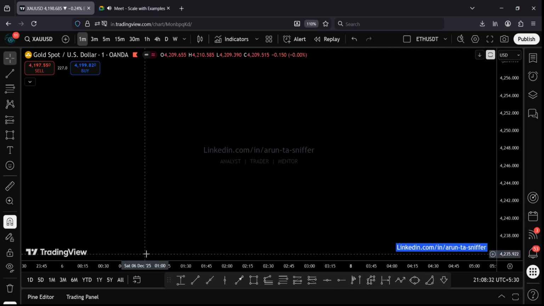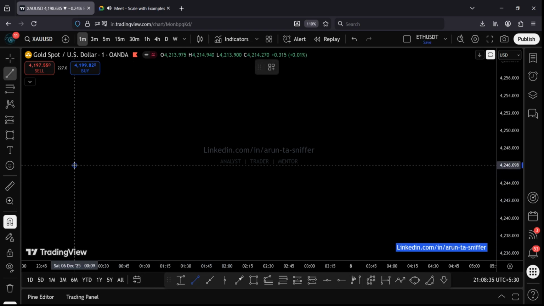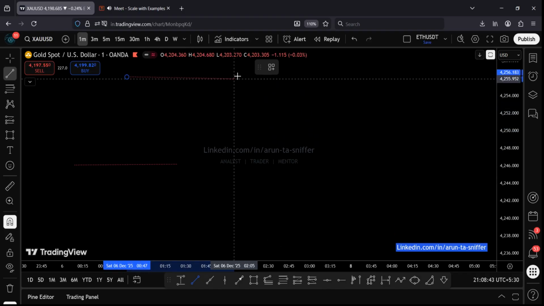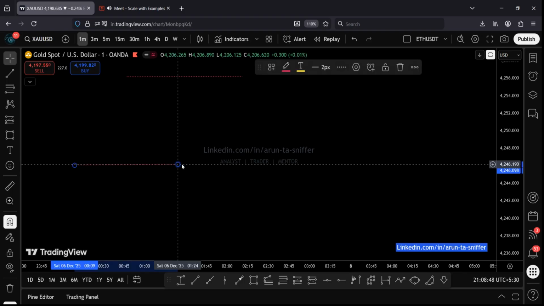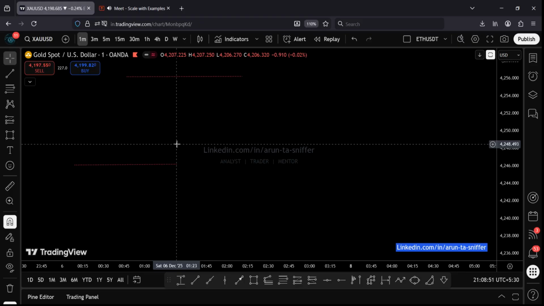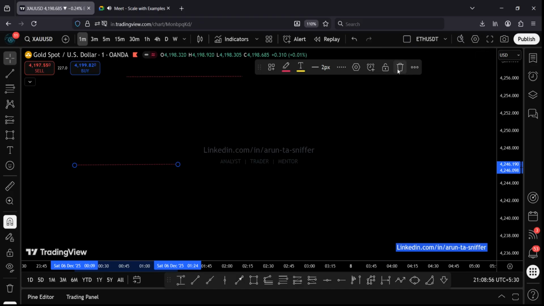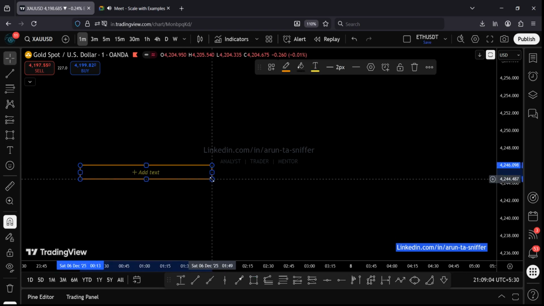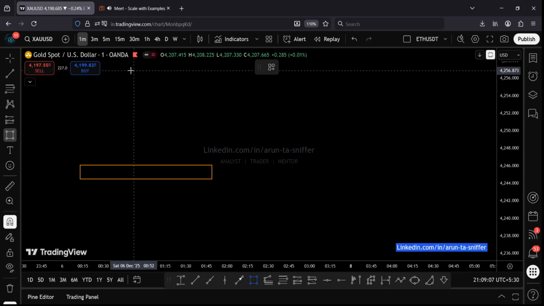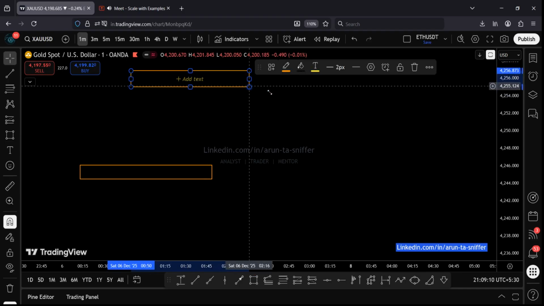So what happens, think like this: we have a resistance here, and we have another resistance or zone here. Okay, so we have already discussed many topics. We have already learned basics of RTM. So instead of levels or resistance, we will use zones. So think like there is a zone and there is another zone.